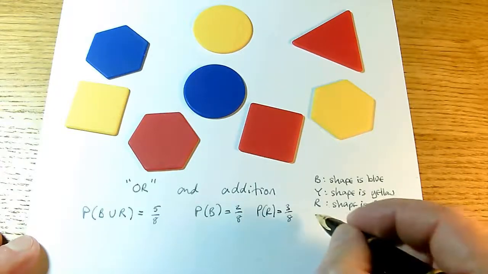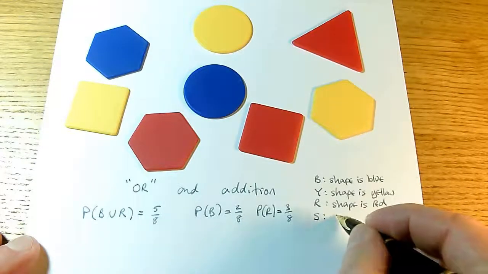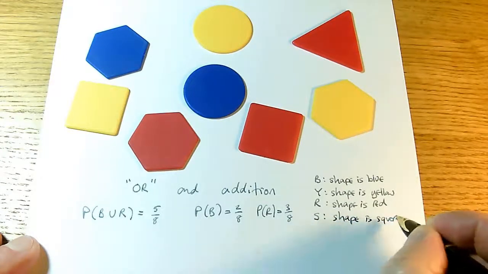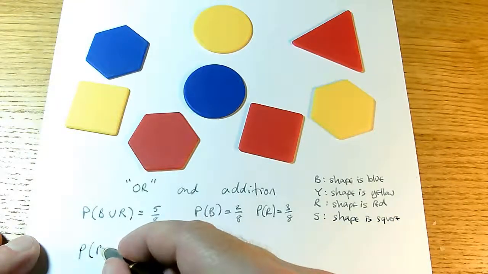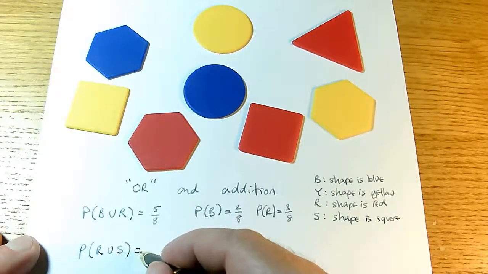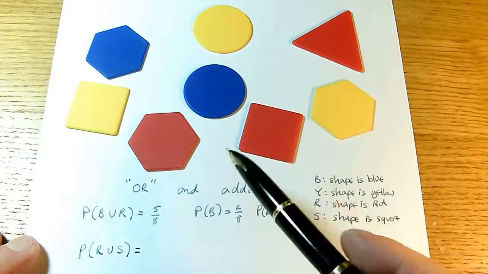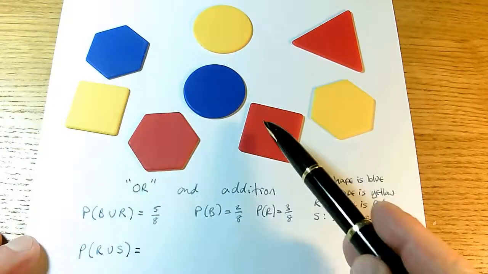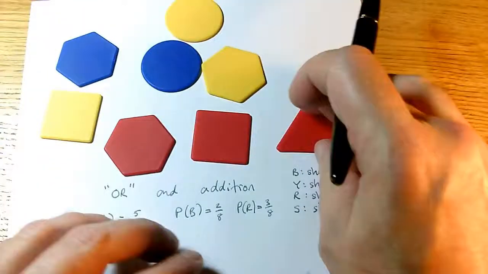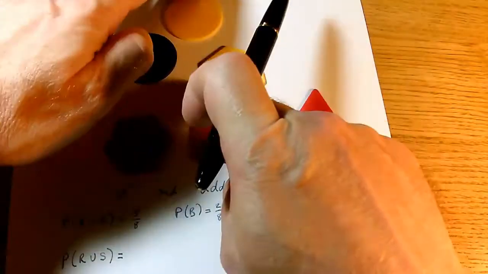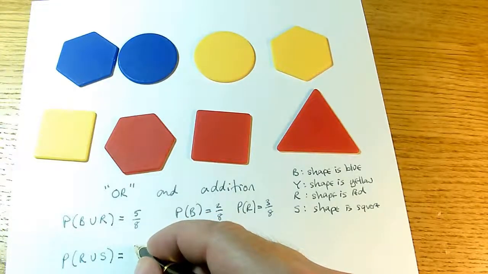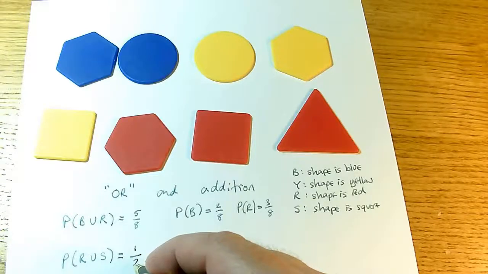But now let's consider if I add in the event S, the shape is a square. All right, and now let's consider the probability of being red or a square. Well, the ones that are red or a square, we did this earlier. I've got a square here, and 2 more red ones. So there are 4 tiles. These 4, but not the 4 at the top. 4 at the bottom are red or a square. So the probability of being red or a square is a half, or 4/8.